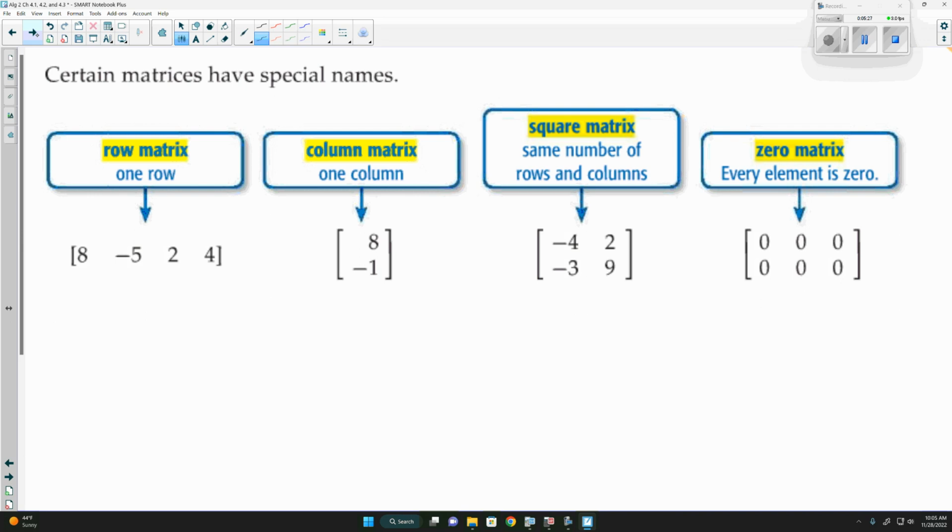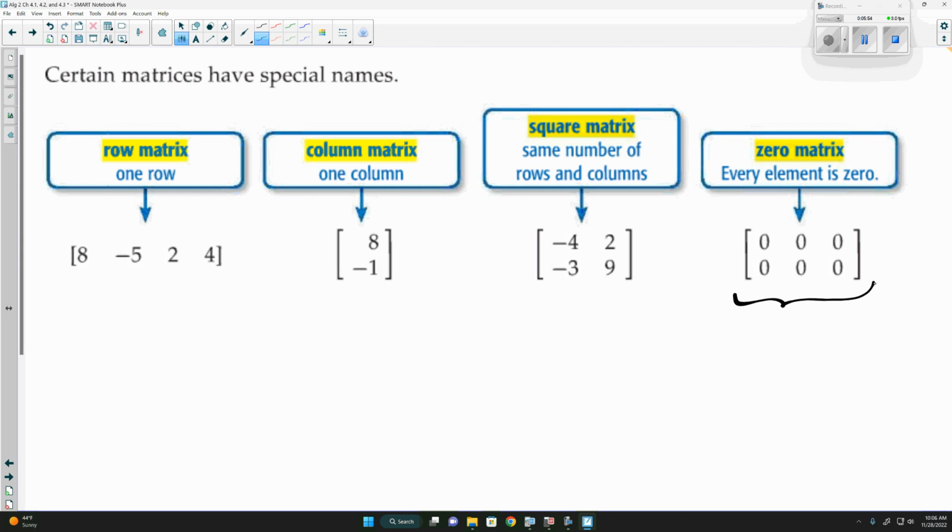The next one, the square matrix, is kind of significant. It's going to be a square if it has the same number of rows and columns. And those we can do a lot with. So it's considered to be a square matrix when the number of rows and columns are the exact same. So here we have a 2 by 2. A 3 by 3 would also be a square matrix. And this here is a 0 matrix where every element is 0.